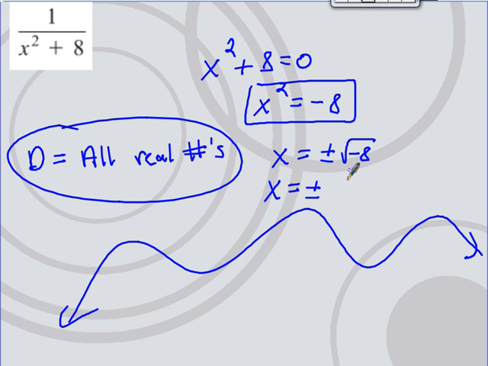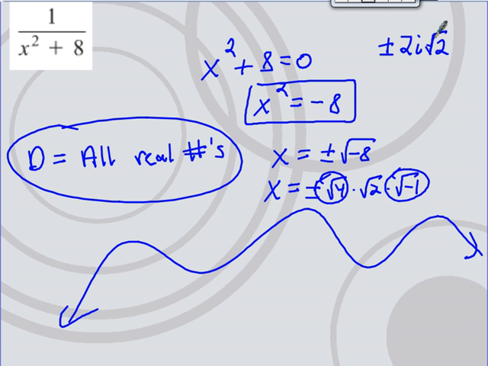What you do is you split it. Let's split it into the square root of 4, times the square root of 2, times the square root of negative 1. Again, this is just all review. That'll be positive and negative 2i root 2. That would be the imaginaries that you could plug in.